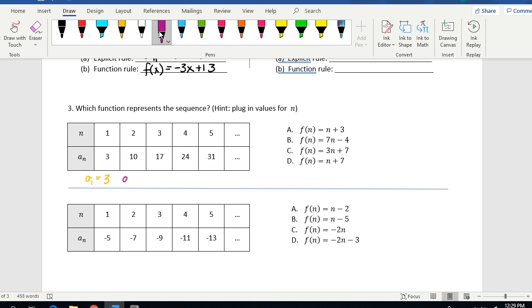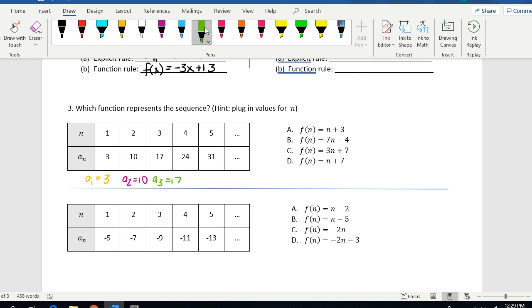Then my second term, a sub 2 equals 10. So this is a sequence. a sub 3 equals 17. I want to match a function rule to this. All right. So if you wanted to, we could create an explicit formula. There are numerous ways to get this.